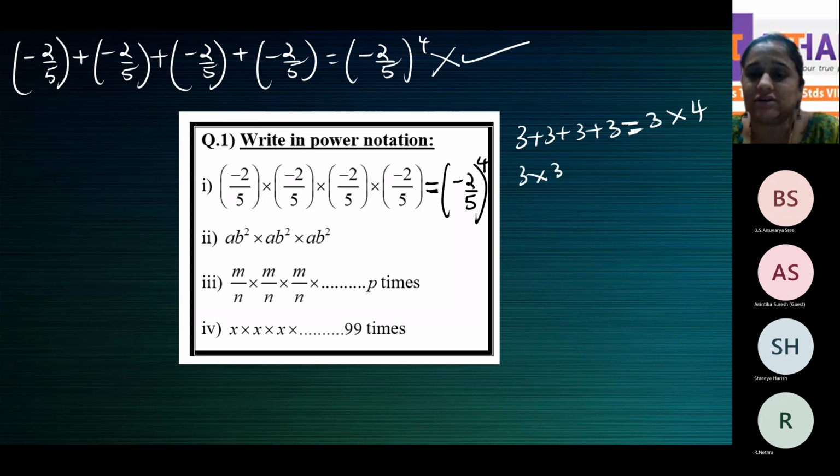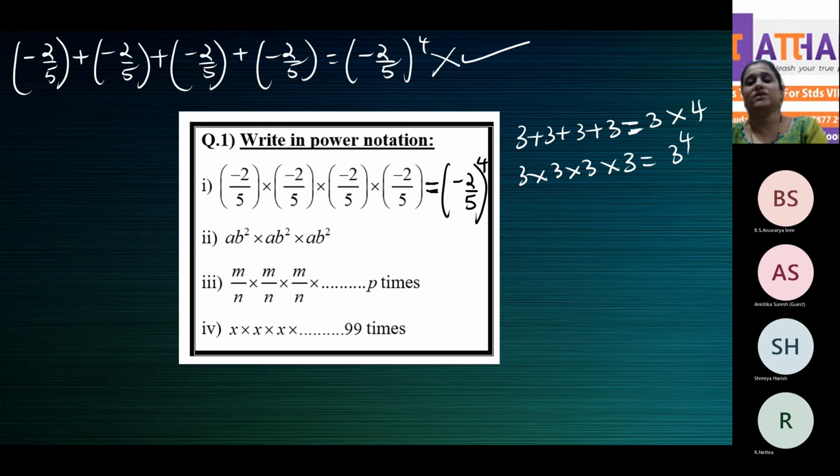Repeated multiplication is written in the exponential form. That's the difference. So now answer, what is this? How can you express this?